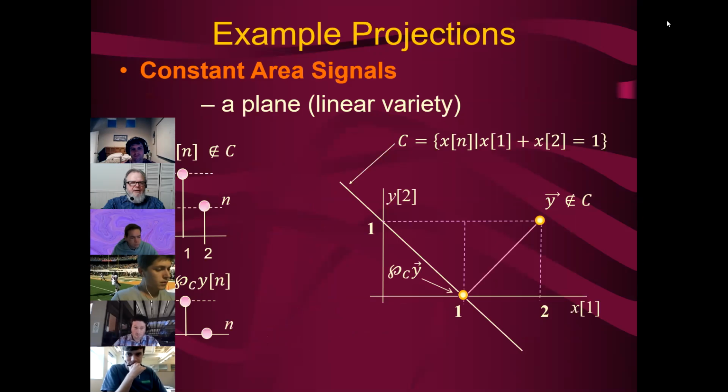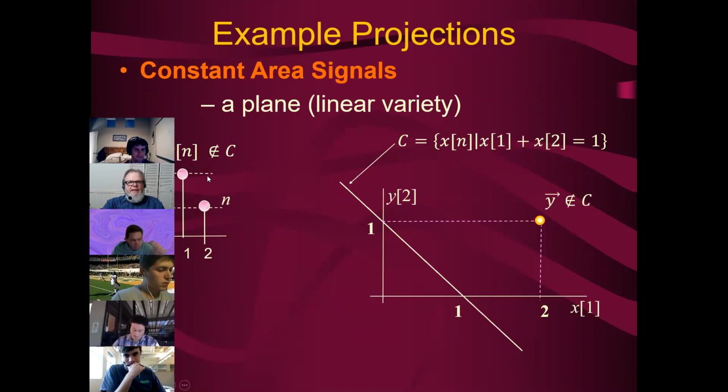Suppose we have a constant area. This is a little bit weird. Suppose that we had x sub 1. We wanted to look at the case where this sample plus this sample always added up to 1. You can see here that this sample plus this sample add up to 3. So that's not in the convex set. So our convex set is when the first sample plus the second sample adds to 1. Correct?